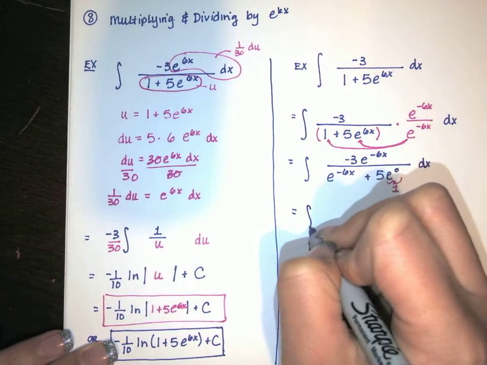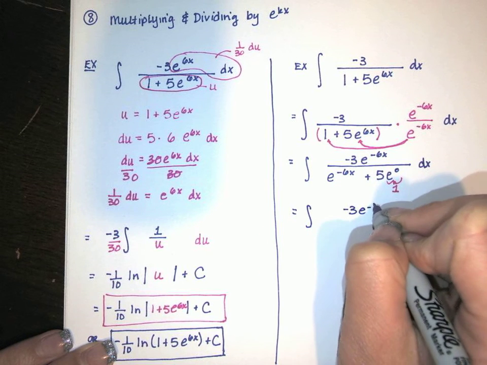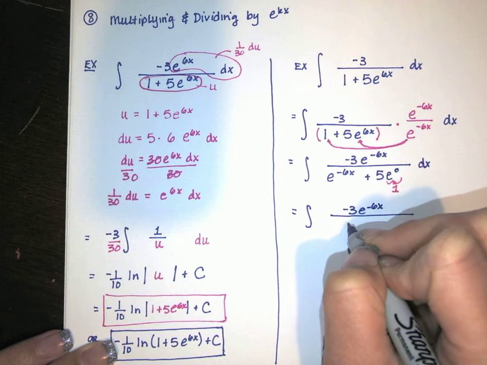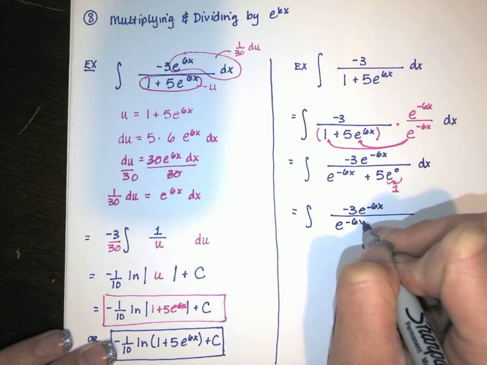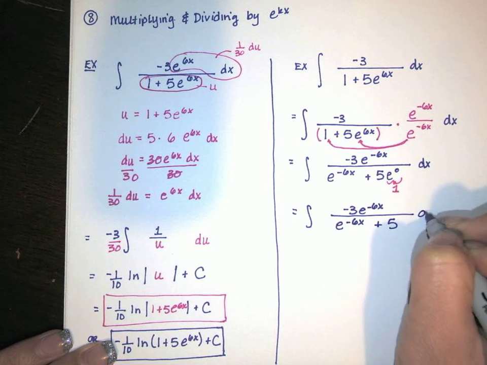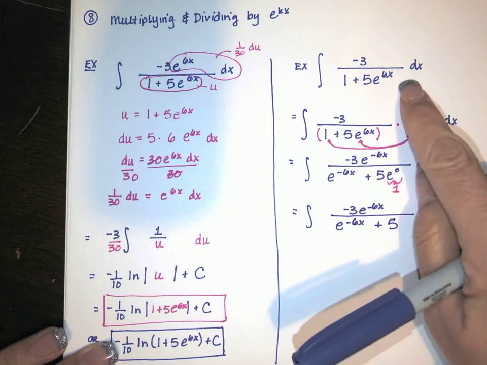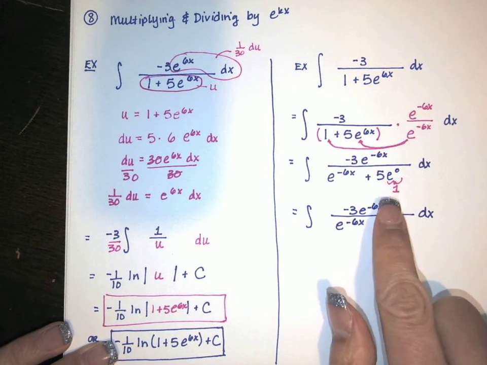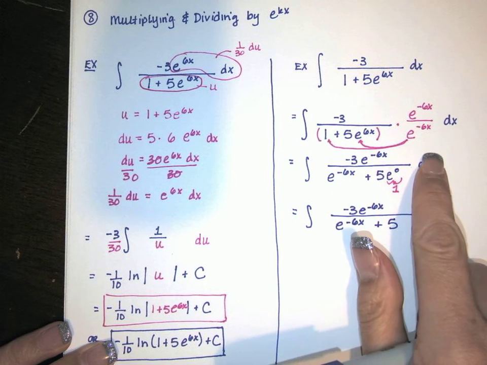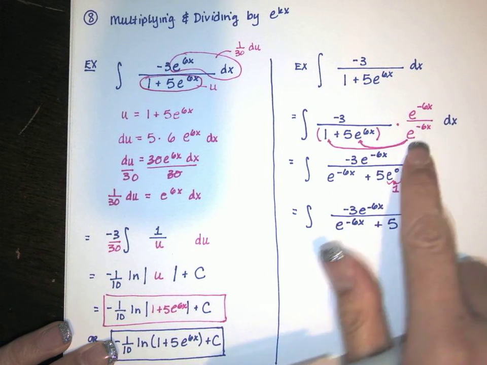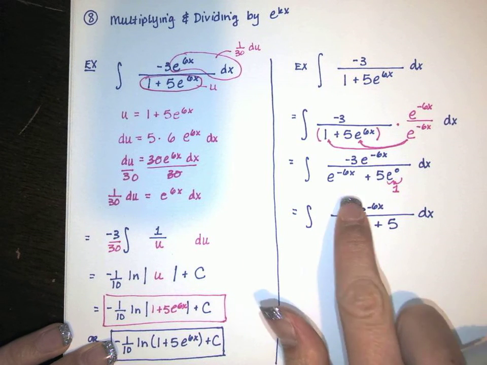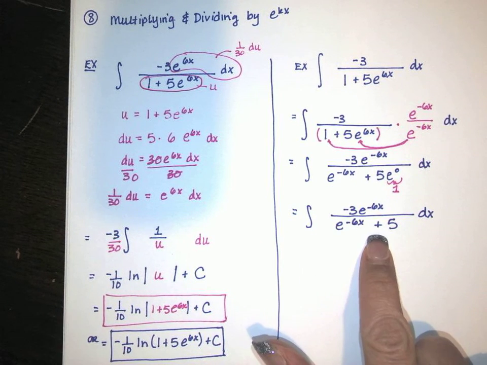So we're here now. By multiplying by that e to the kx, look what we've done. We took a problem where u-sub wouldn't work, and because this times this was just a 1, and then we distributed that to this other one, we created a problem where the u-sub does work.